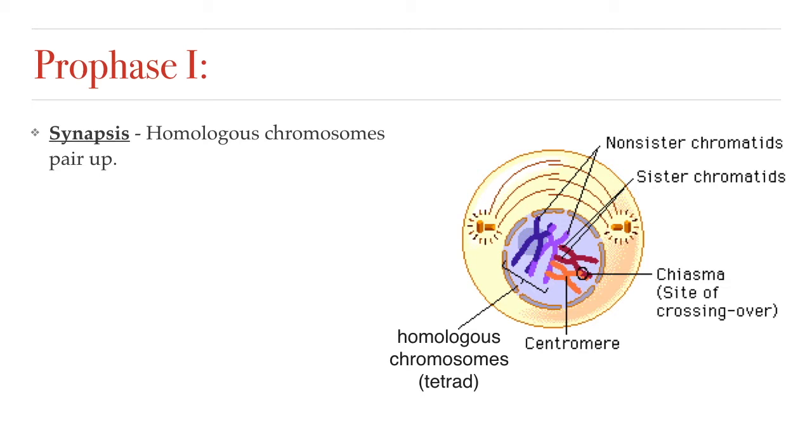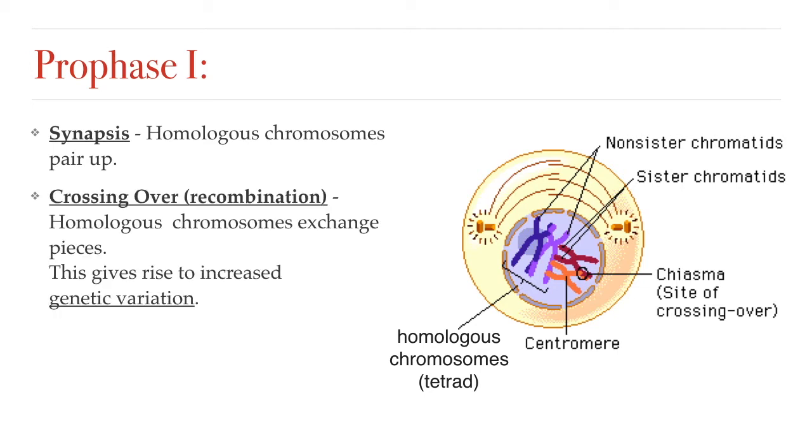Then an interesting thing happens between those chromosomes that have paired up, and that's something called crossing over or recombination, which basically means that these chromosomes that have paired up are now going to exchange pieces and therefore shuffle their genetics and create more genetic variation.